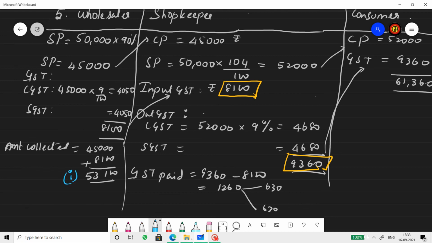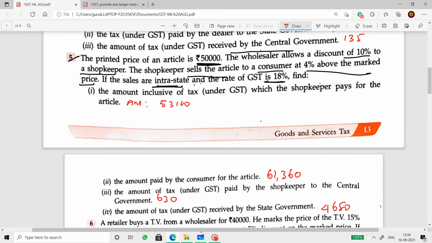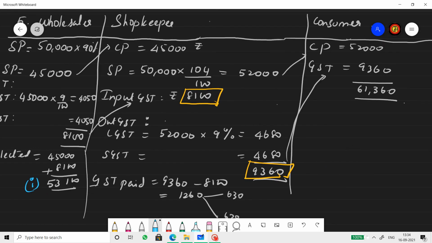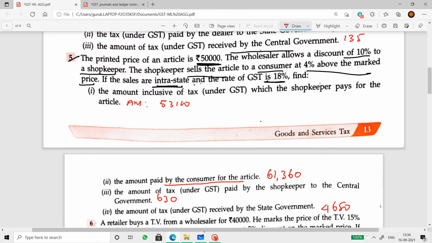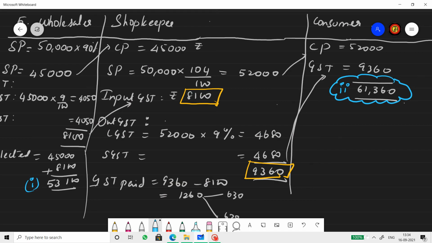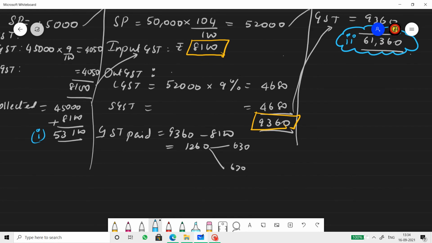Now 2. The amount paid by the consumer for the article. Consumer is here. Amount paid by the consumer is 61,360. Now let's go to the third subdivision. The amount of tax paid by the shopkeeper to the central government. What tax does the shopkeeper pay to the central government? Shopkeeper is here. Tax paid by the shopkeeper to the central government. So this is CGST. This is SGST. So this is the amount he pays to the central government.